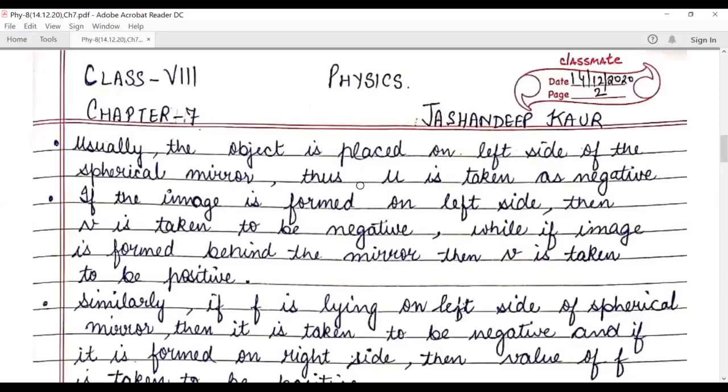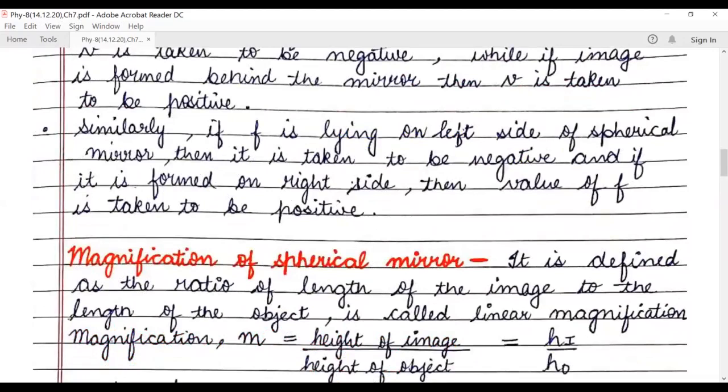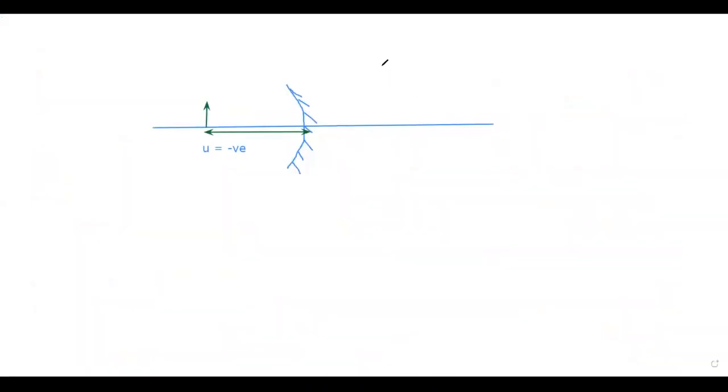While u is taken as negative, if the image is formed on the left side, then v is also taken to be negative. If the image is formed behind the mirror, then v is taken to be positive. It means that if the object is placed in front of the mirror and the image is also formed in front of the mirror, then the distance v will be negative. While if the image is formed on the right side of the mirror, whether downward or upward, v will be taken as a positive number.